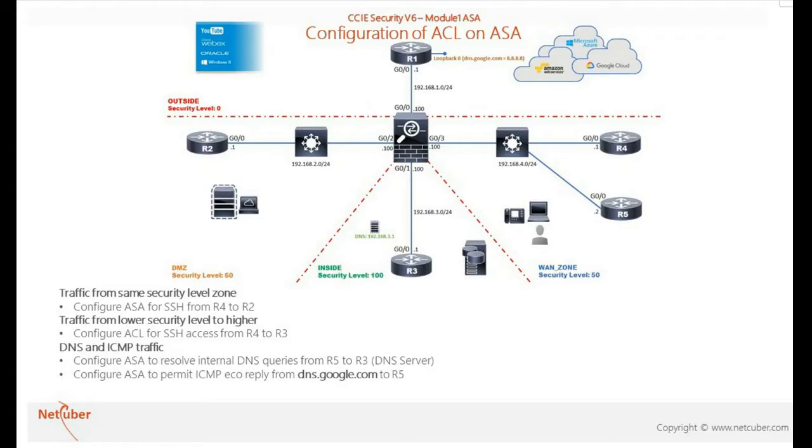Then DNS and ICMP traffic. We'll try to resolve a DNS query: from R5 we'll try to ping dns.google.com, which is supposed to resolve to 8.8.8.8, which is configured on R1's loopback 0 address. So when we ping from R5, that DNS name has to get resolved from R3 and it has to reach from R5 to the loopback address of R1, and the ICMP response has to reach back to R5. So these are our tasks.